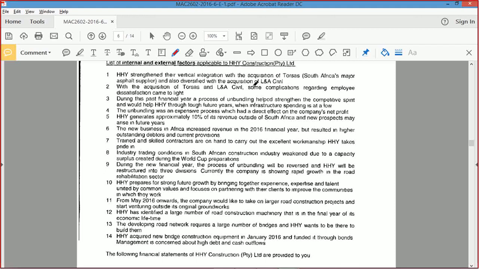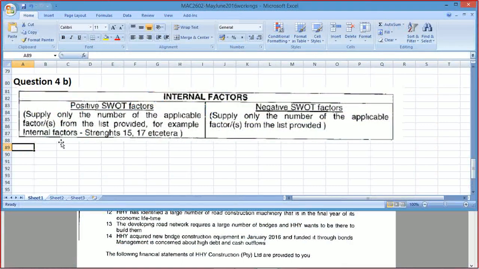That would be internal, sir. Okay, it's internal because this business is now part of the company. Yes. Okay, so I would also agree with this being part of that. So number 1, point 1. Okay, you would put that over there.